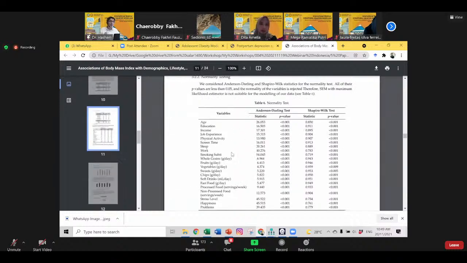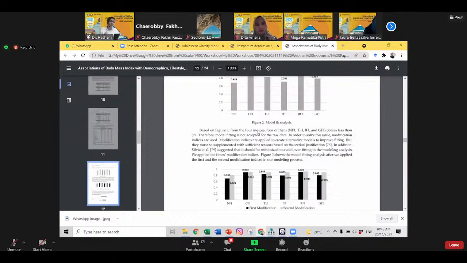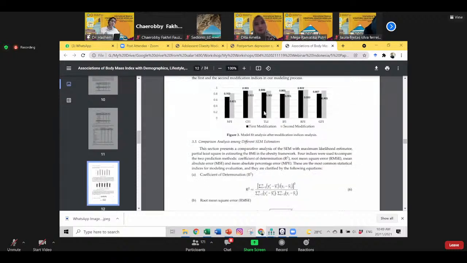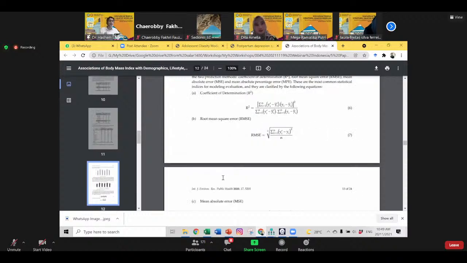And then see the model fit, right? NFI, CFI, TLI, do you remember? Talking about this one. And also modification indices for the final model. And this is another way. So we come up with this one, rural and urban.